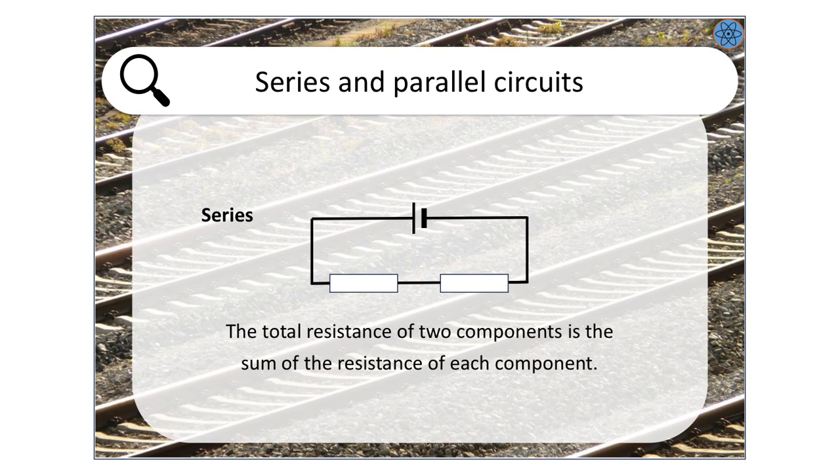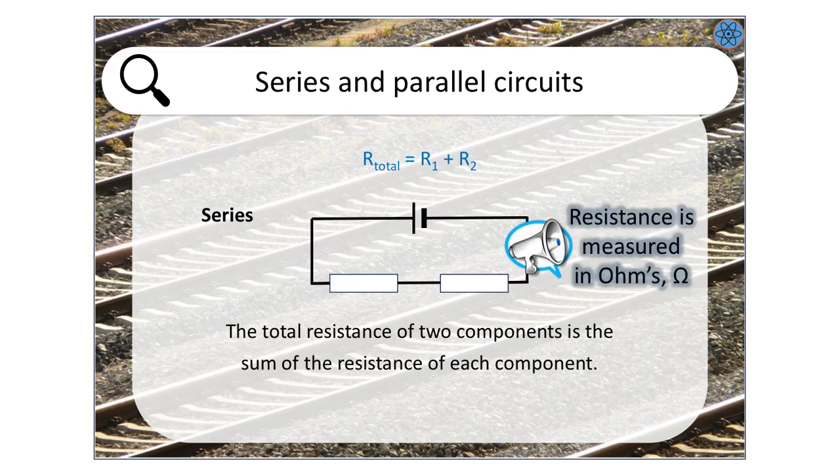If we look at the resistances of the two components, the total resistance of our two resistors in series is the sum of the resistance of each component. That then leads to this equation. The total resistance equals R1 plus R2. And as a reminder, resistance is always measured in ohms or with the Greek letter omega.